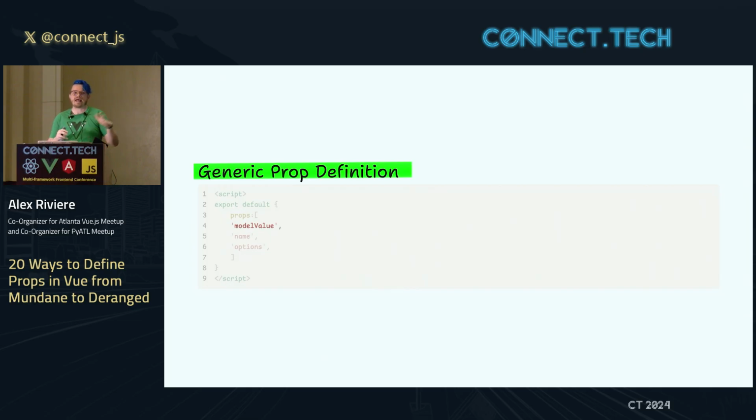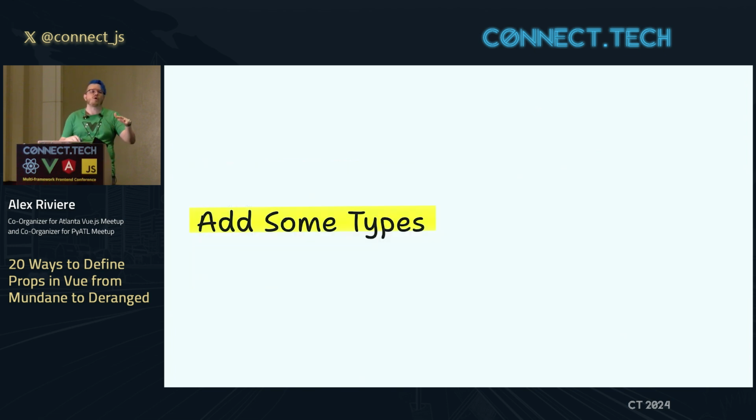Great. Now, like I said, this is generic. This is very simple. This is not something that you should be doing in production, right? In production, we want to be able to tell people what type of thing the prop is. So now we need to add some types to stuff, right? So the next way to define props is that we can add some types to them.